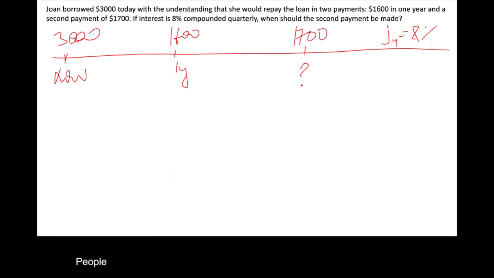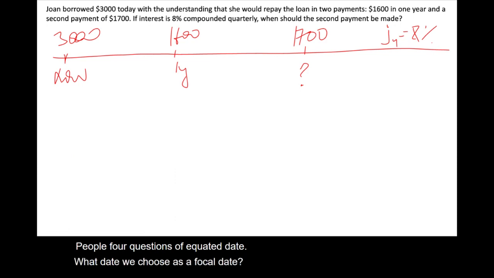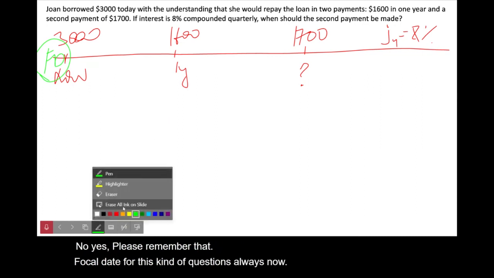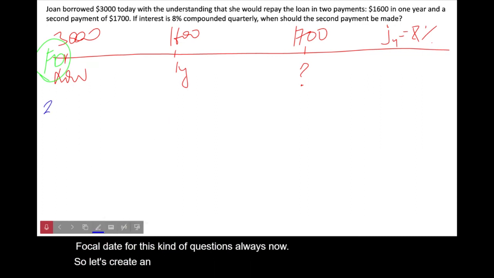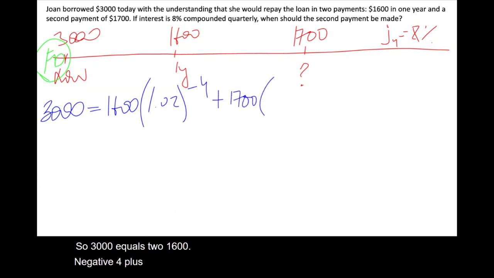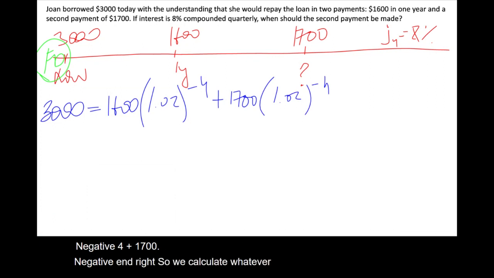People, for questions of equated date, what date we choose as a focal date? Yes, please remember that. Focal date for this kind of questions, always now. So let's create an equation. So 3000 equals 1600 negative 4 plus 1700 negative n, right? So we calculate whatever we can.